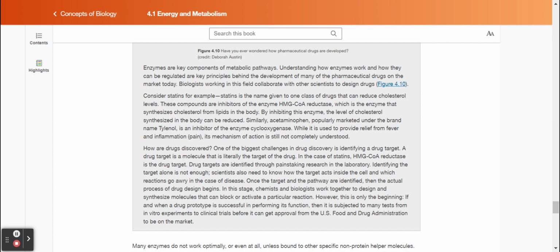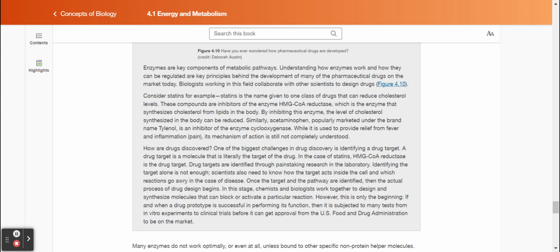Consider statins, for example. Statins is the name given to one class of drugs that can help reduce cholesterol levels. These compounds are inhibitors of the enzyme HMG-CoA reductase, which is the enzyme that synthesizes cholesterol from lipids in the body. By inhibiting this enzyme, the level of cholesterol synthesized in the body can be reduced.